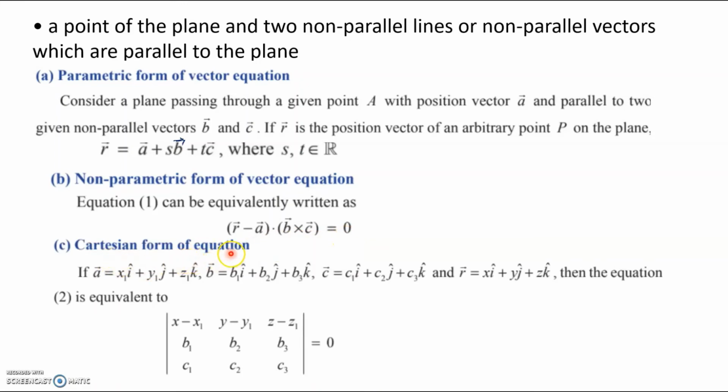Further, the Cartesian form of equation for such given condition can be obtained by rearranging the non-parametric form, where A vector is defined as x1 i cap plus y1 j cap plus z1 k cap. This is given to us. And vector B is defined as b1 i cap, b2 j cap and b3 k cap. Again, this is provided to us. And vector C is defined as c1 i cap plus c2 j cap plus c3 k cap. Again, this is provided for us. So this is what we assume the point P, which is R, is equal to x i cap plus y j cap plus z k cap. Then rearranging this scalar triple product, we can get this determinant equals 0. That's the Cartesian form of equation.